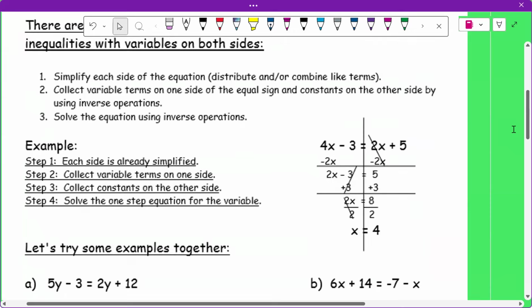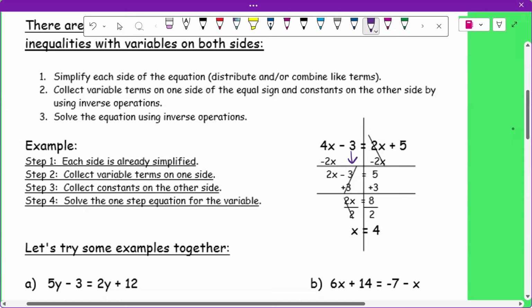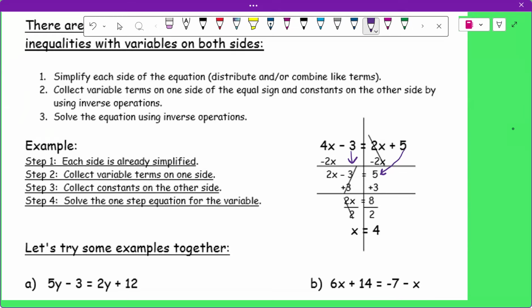Your goal is to collect variable terms on one side of the equal sign and constants on the other side of the equal sign. So I started this problem by subtracting 2x from both sides. Notice when I subtract the 2x, I put it under its like term here on the left. So 4x minus 2x is 2x. The negative 3 will just come down. Our additive inverses cancel out, and then our 5 comes down. And now it looks like a two-step equation.